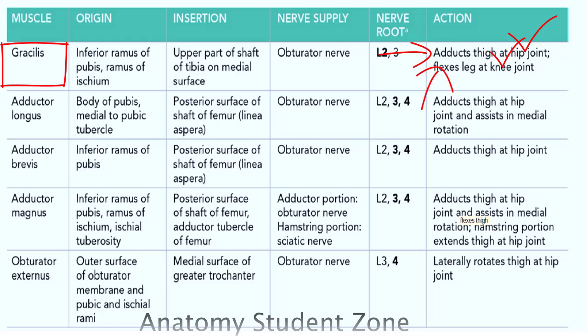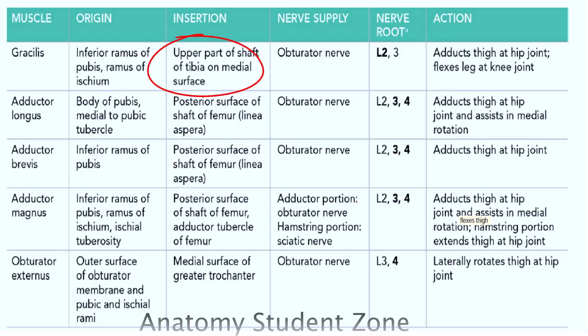So this muscle, like adductor longus, brevis and magnus, arises from the ischial tuberosities and the pubic rami, and it attaches at the tibia bone because it is a two joint muscle. So it attaches at the upper and medial part of the tibia bone. So we have seen all the muscles of the adductor compartment have their distal attachment at the femur bone except gracilis, because it is a two joint muscle. So this has attachment at the tibia.